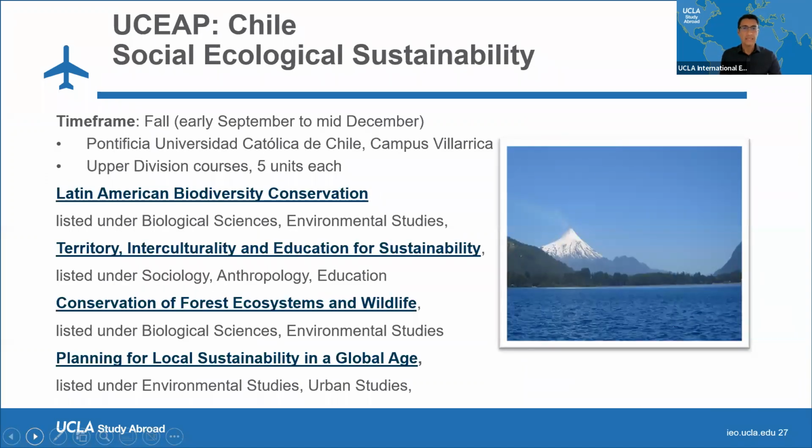Another great option is in Chile, in the city of Villarrica, which is in the southern part of Chile. This program has a theme: it's a social ecology and sustainability program. All the courses are taught in English, and they're 5 units each. Again, you do have the immersion aspect of it because you will see a lot of professors and local students. But you do take classes in English only with UC students.